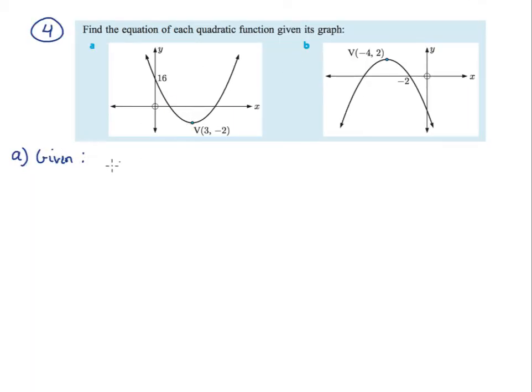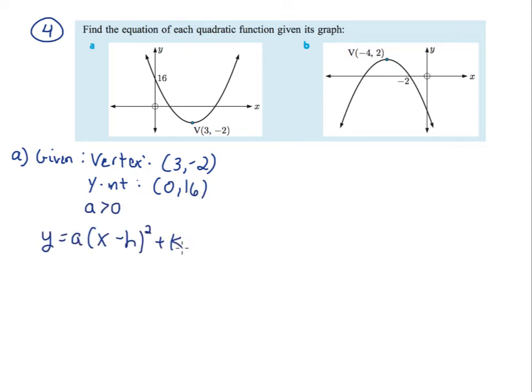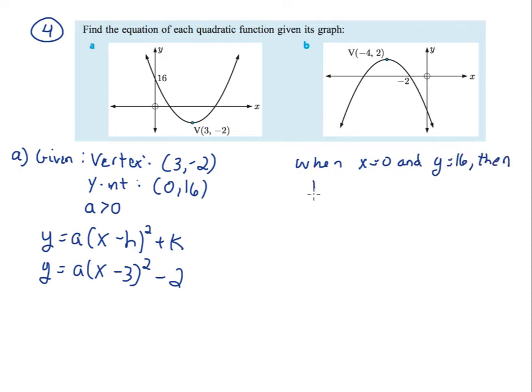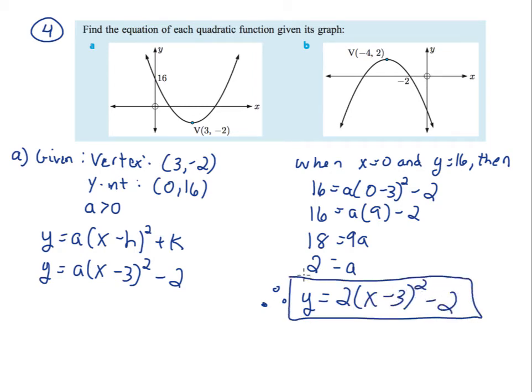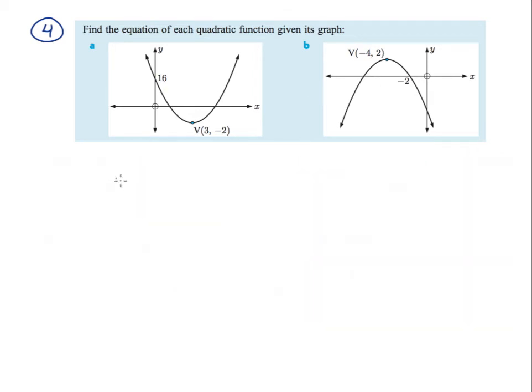Example 4. Find the equation given this information. So we're given a vertex and the y-intercept. Since I'm given the vertex, I'm going to use the vertex form of the equation, replacing my h with 3 and my k with -2. Simplifying down and using my y-intercept point, when y is 16 and x is 0, I'm going to solve for a. a is positive, which is correct since it's concave up. Replacing my a, my h, my k, and here's my equation in vertex form.